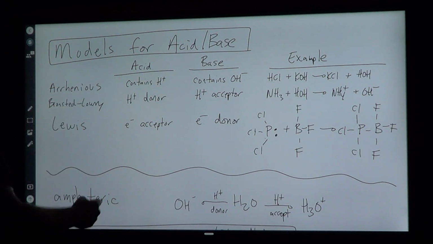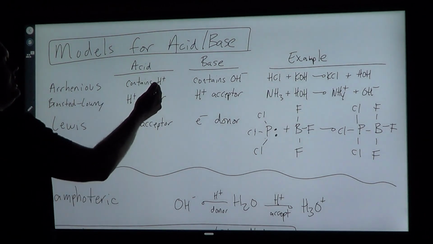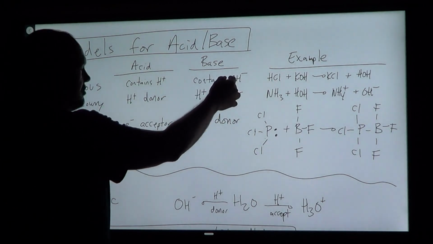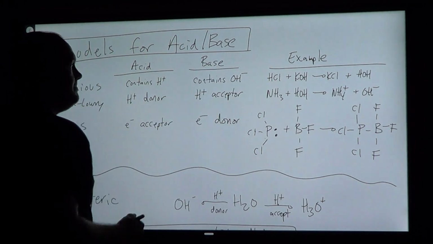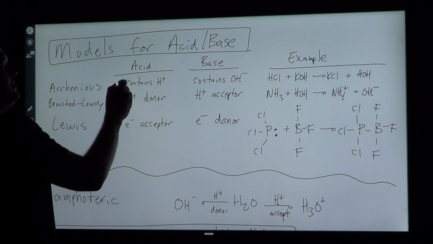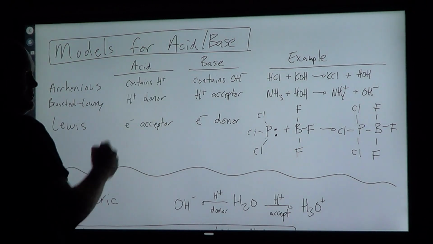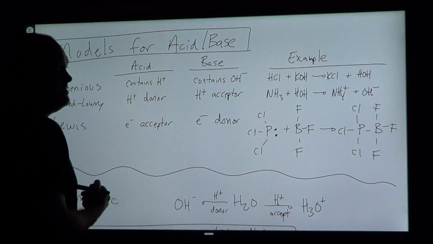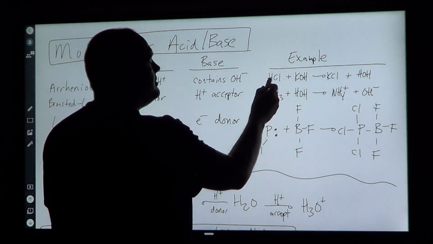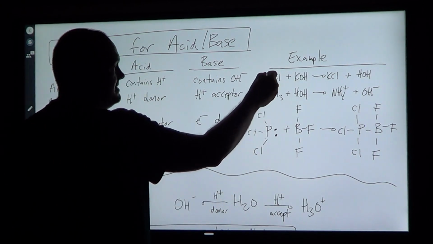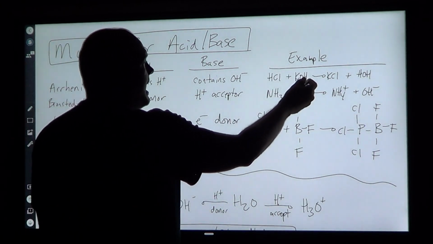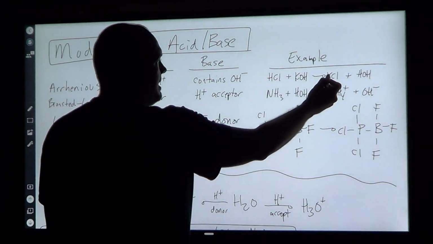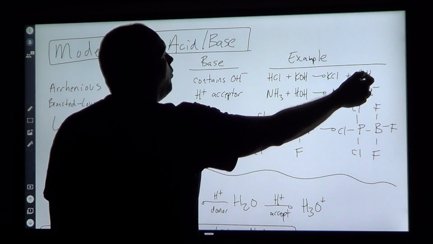So we said if it starts with H, which means it's H plus, then it's an acid. And if it has hydroxide in it, then it's a base. So the Arrhenius definition of an acid is something that contains H plus ions, and the definition of a base is something that contains hydroxides. So an example of that would be hydrochloric acid is an Arrhenius acid, and potassium hydroxide is an Arrhenius base, and that double replacement would make potassium chloride and water.